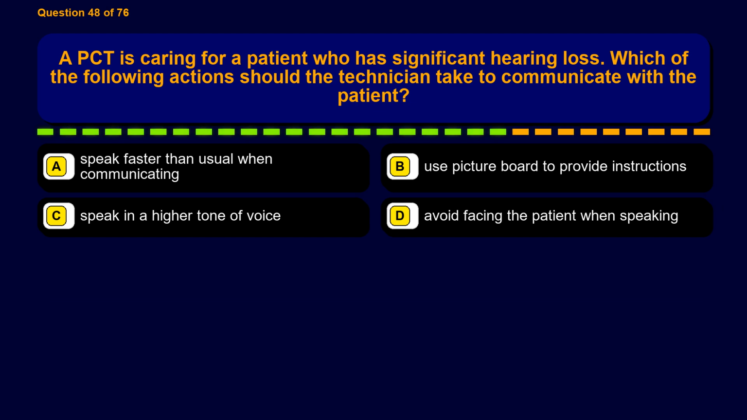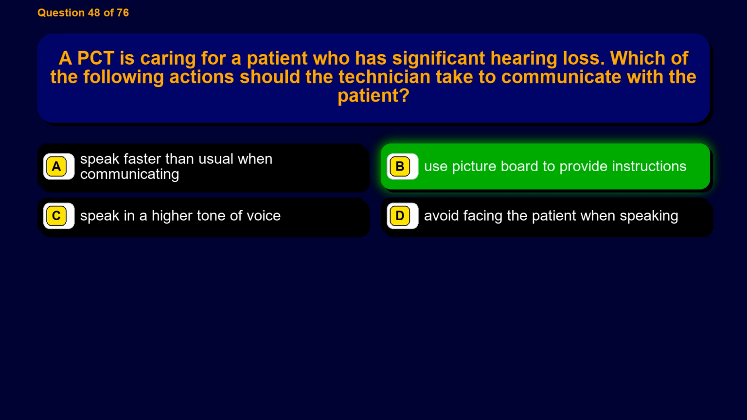Question 48. A PCT is caring for a patient who has significant hearing loss. Which of the following actions should the technician take to communicate with the patient? Option A. Speak faster than usual when communicating. Option B. Use a picture board to provide instructions. Option C. Speak in a higher tone of voice. Option D. Avoid facing the patient when speaking.